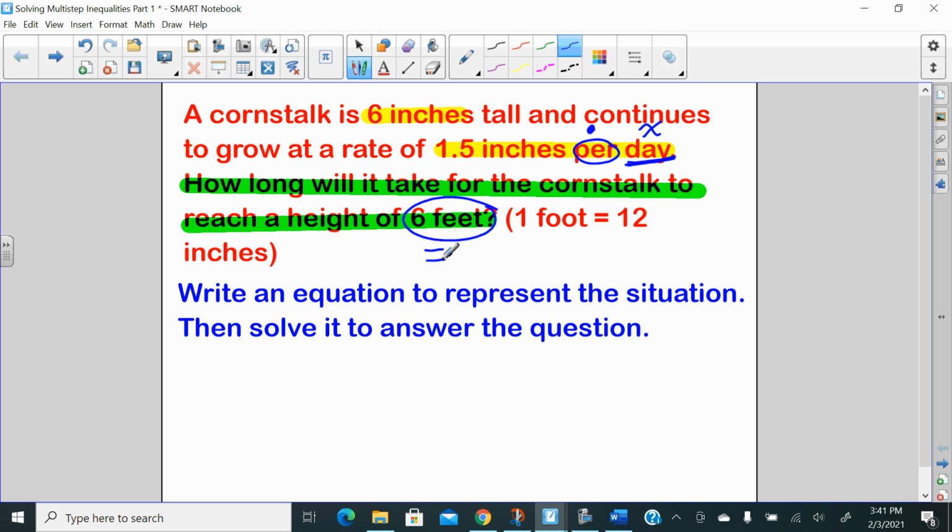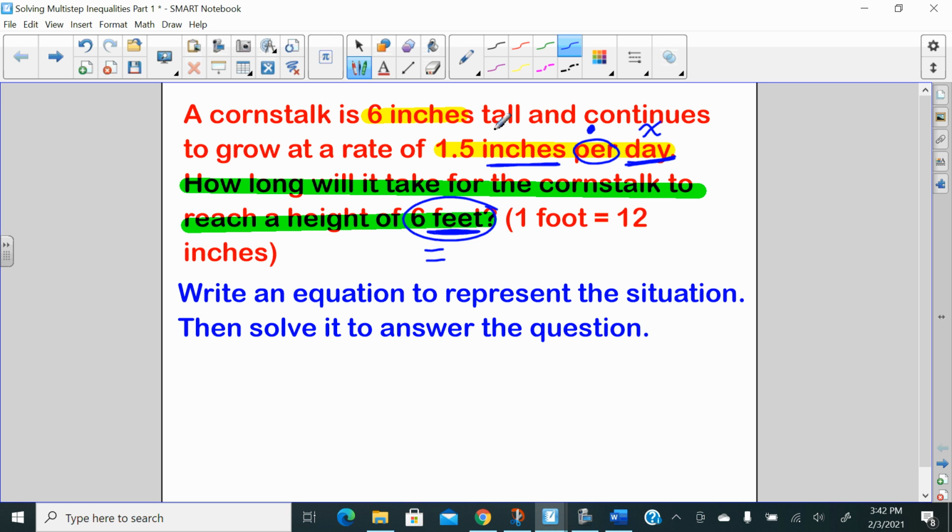And the thing we need to pay attention to here is we've got two different measures of height. One is inches, one is feet. Do you think we're going to be able to use them both in the same problem like that? If you're kind of going, maybe not, you're right. We can't. We can't have 1.5 times the number of days and then have 6 on the other side of our equation, because for the purposes of the equation, it's going to assume they're the same unit. So we need to actually convert them to the same unit.